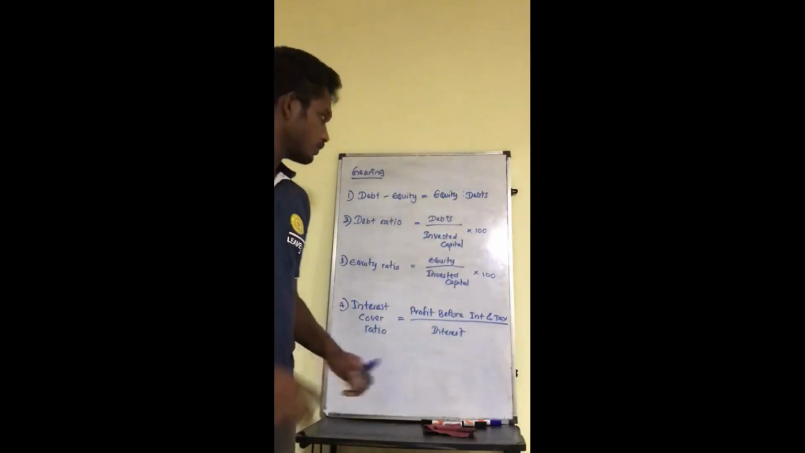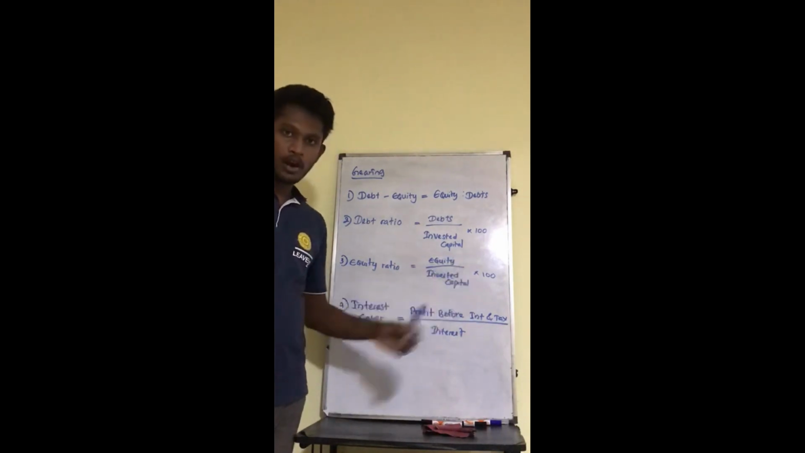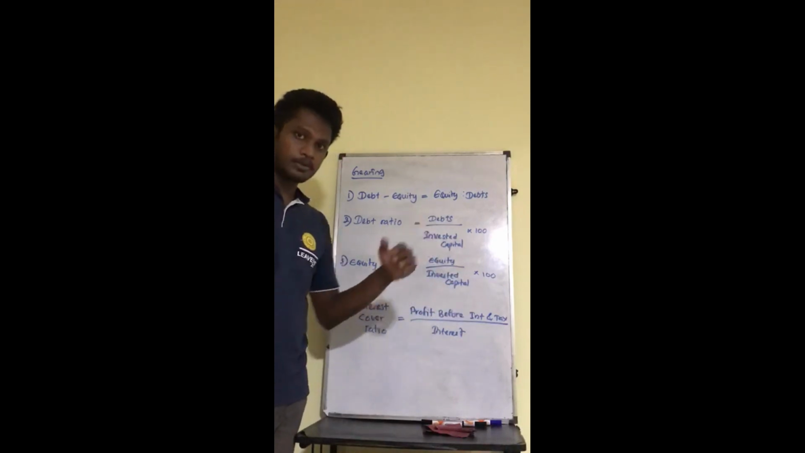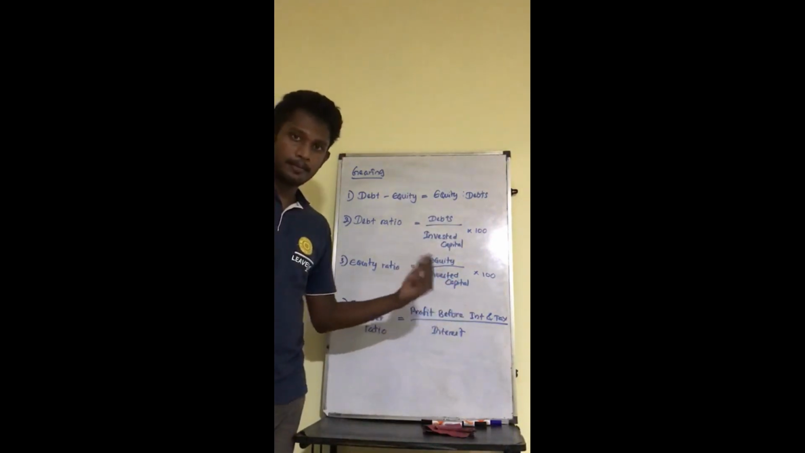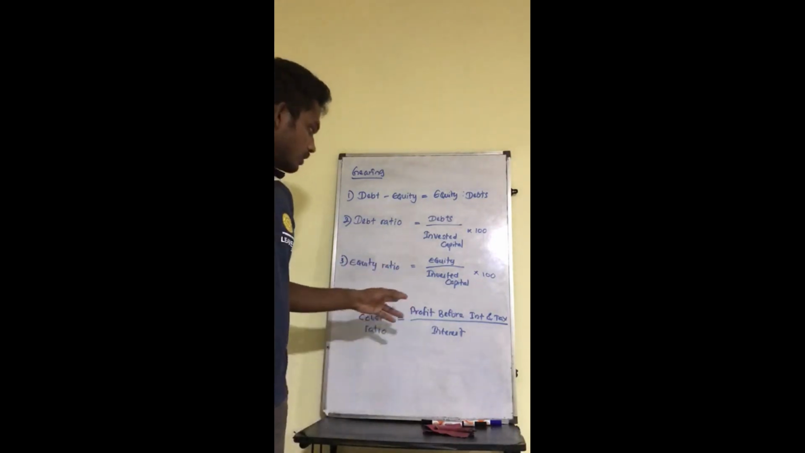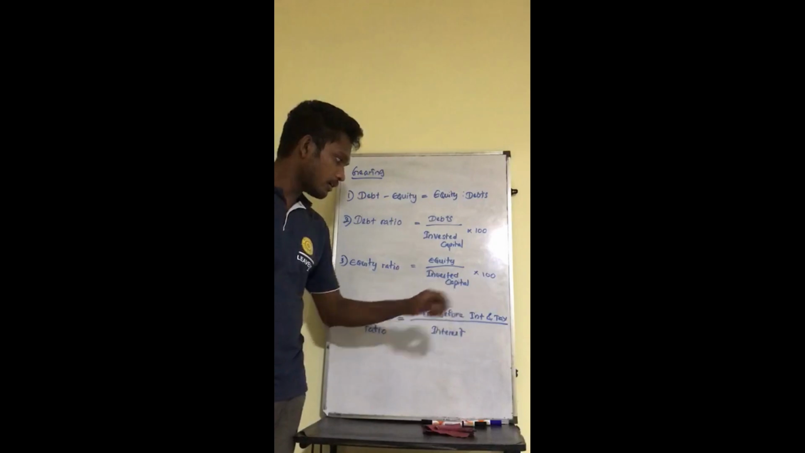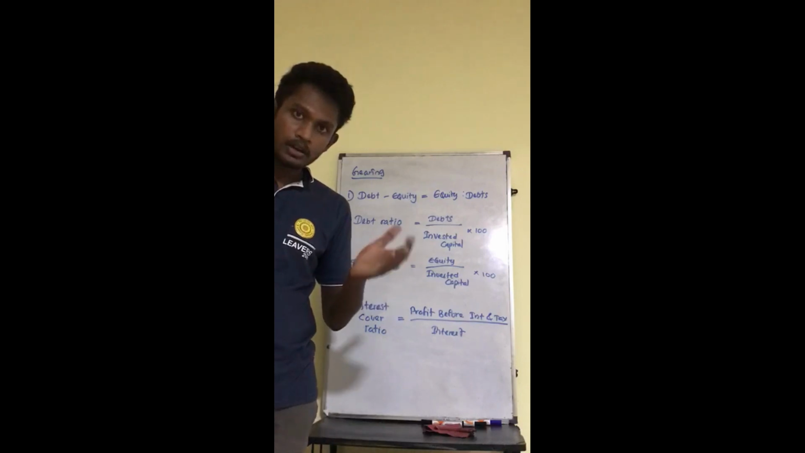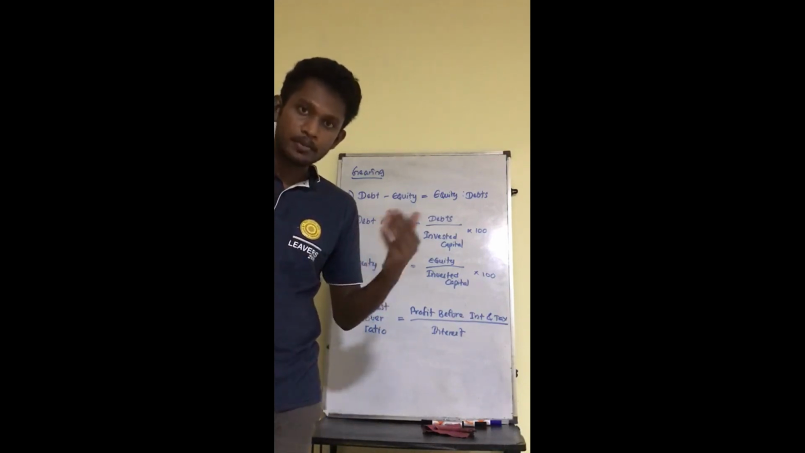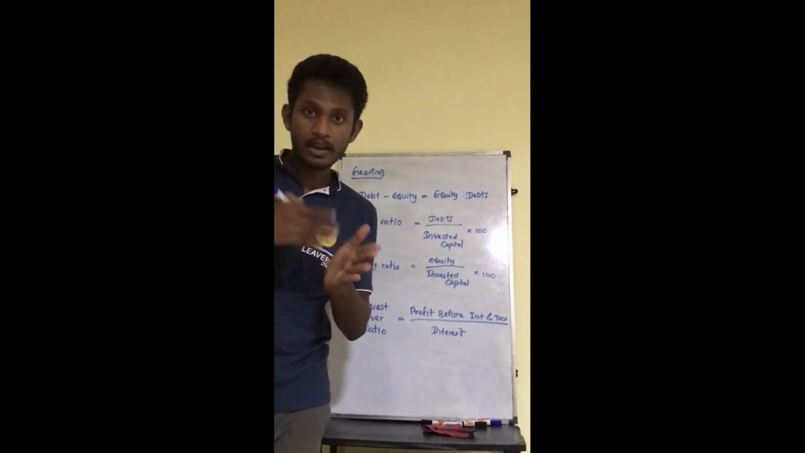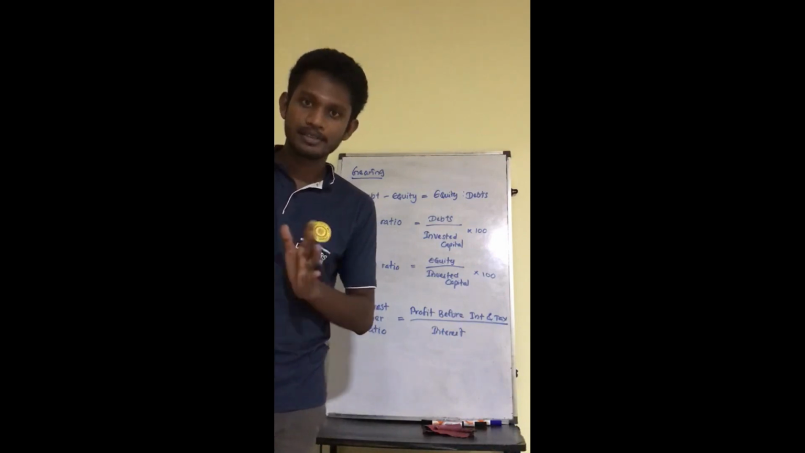And the next one, equity ratio. It's the equity divided by invested capital into 100. That's the other side of debt ratio. So equity is the shareholders funds plus reserves divided by invested capital, which is the debt plus equity, into 100. And the interest cover ratio is a very important ratio. It can be calculated using profit before interest and tax divided by interest. It measures how many times your profit has been able to cover your interest expense, right?